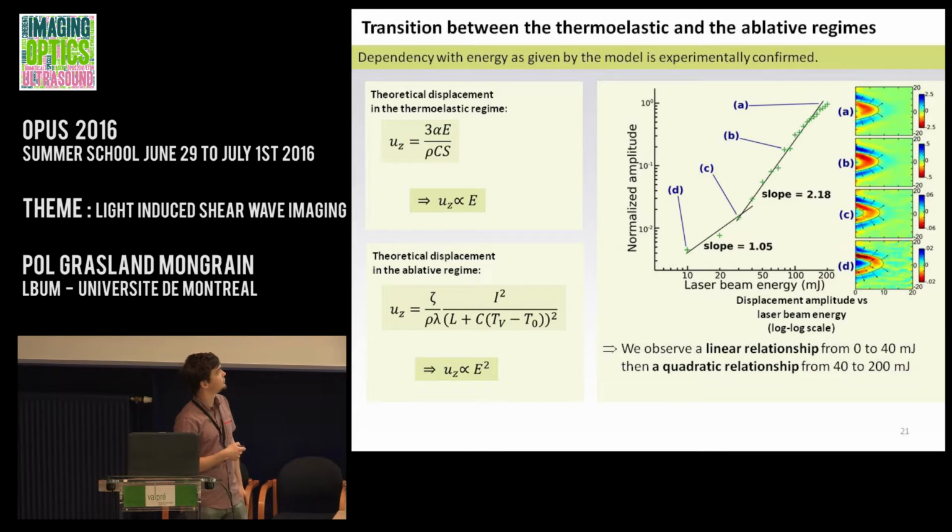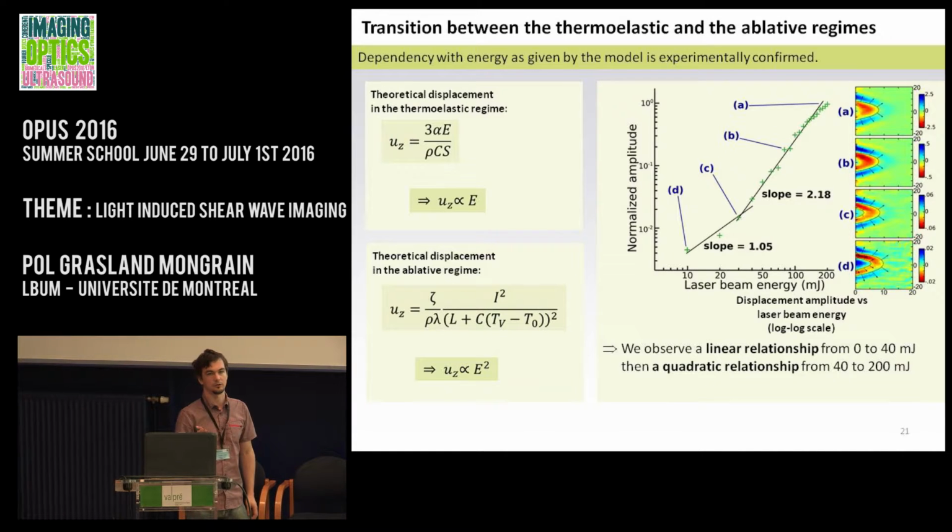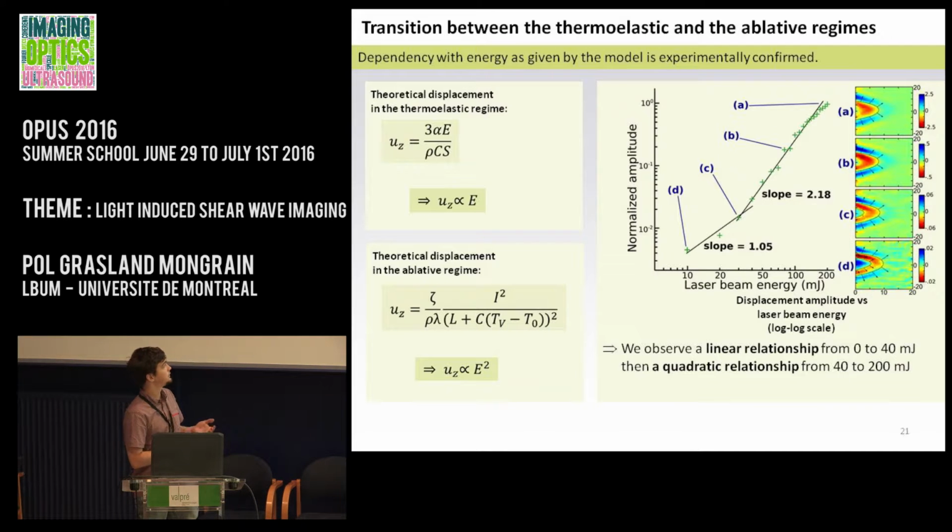At low energy we have a slope of 1.05, so it means that there is almost a linear relationship, and at higher energy we have a slope of 2.18, so a quadratic relationship. And this is exactly what was predicted by the theory.